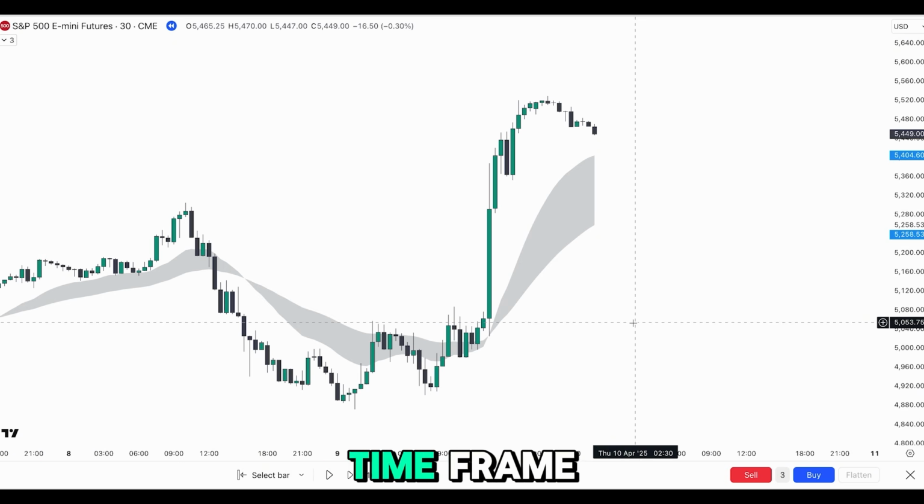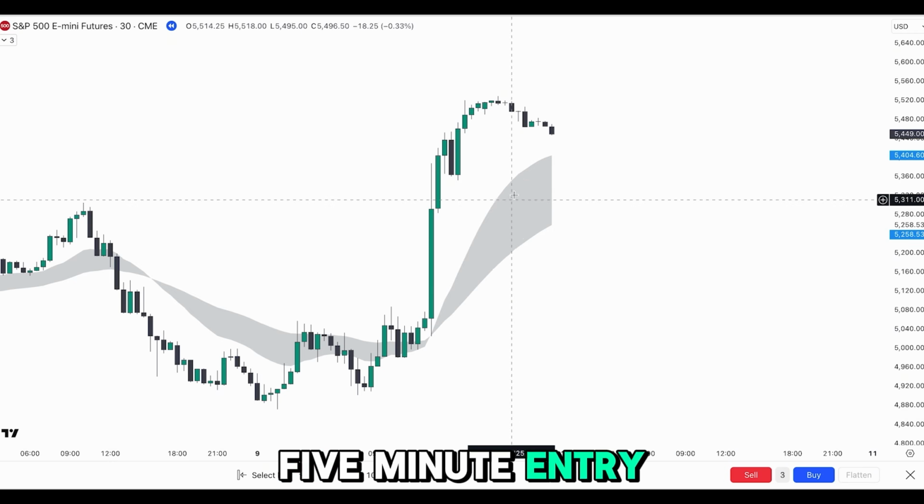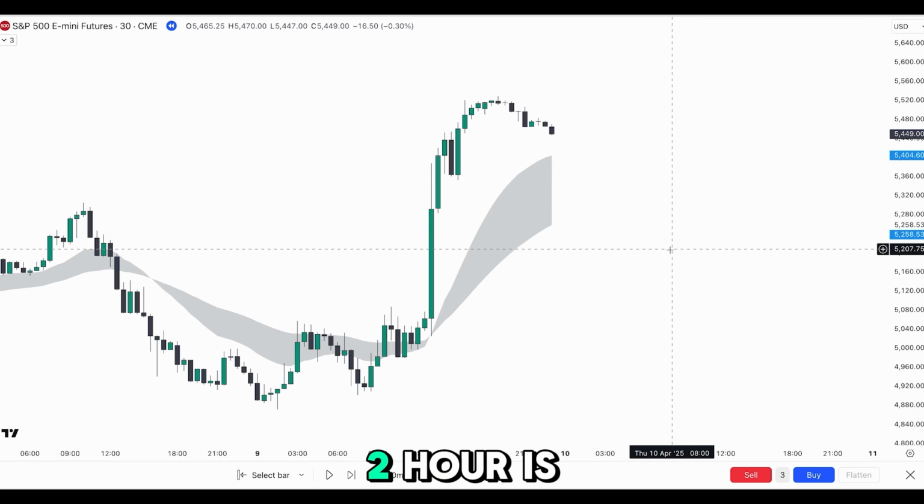So what counts as a higher time frame? Well, for a 5-minute entry, anything between the 15-minute and the 2-hour works great. Anything above the 2 hour is kind of too big to be relevant to the 5-minute time frame.